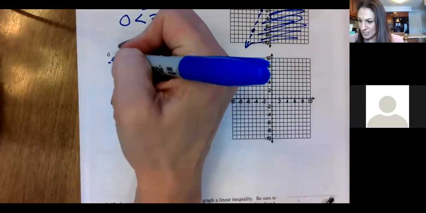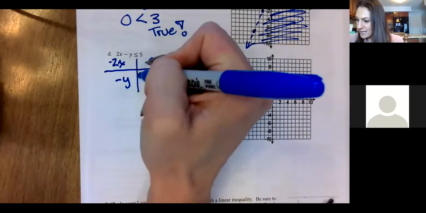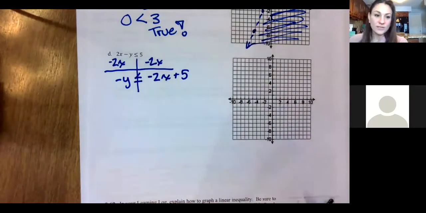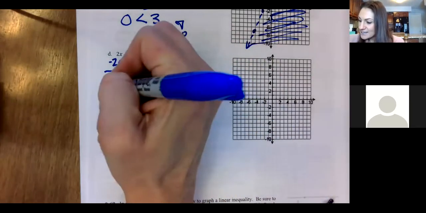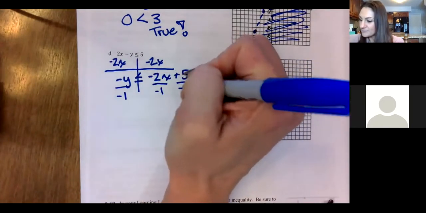So I'm going to go ahead and subtract 2x first. And so now I have negative y is less than or equal to negative 2x plus 5. You can write it the other way, the 5 minus 2x, that's fine too. I'm just trying to keep it in y equals mx plus b form to make it easier. What do I need to do now? Got to divide by negative 1, yeah. I have to divide by negative 1 to get it just equal to y and not negative y.